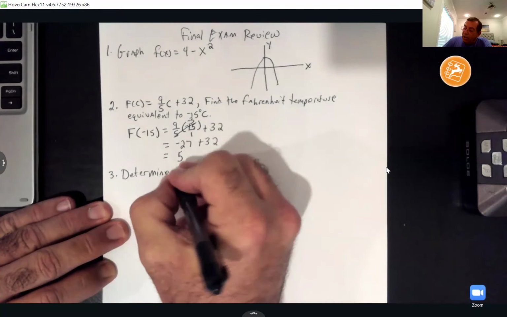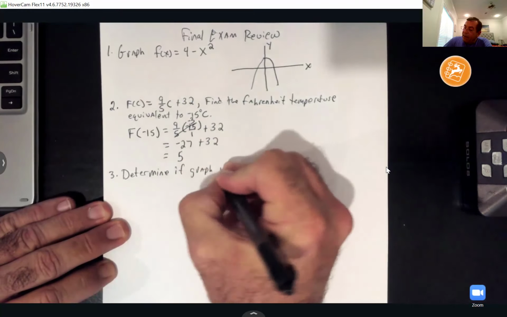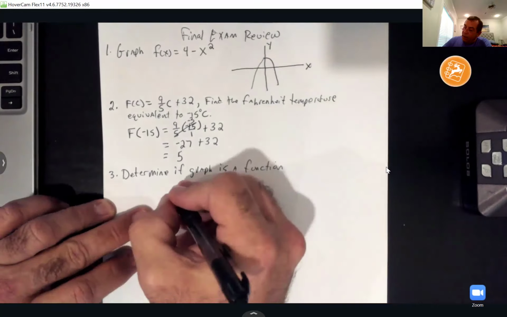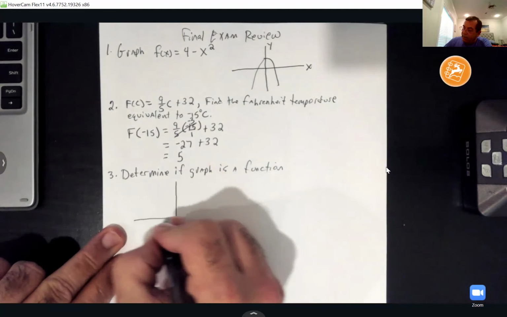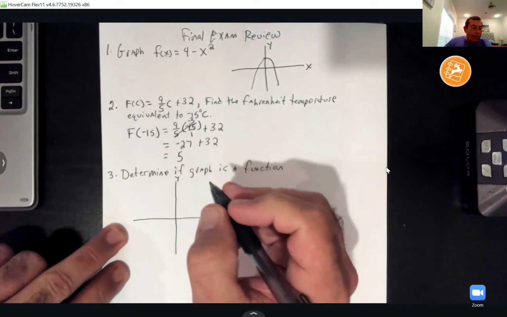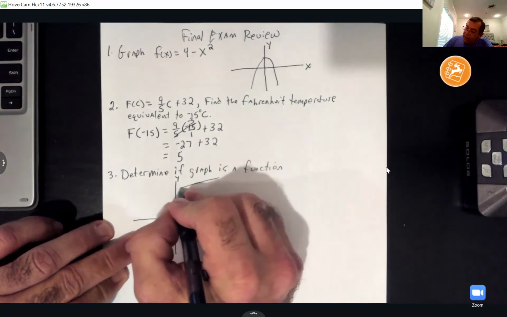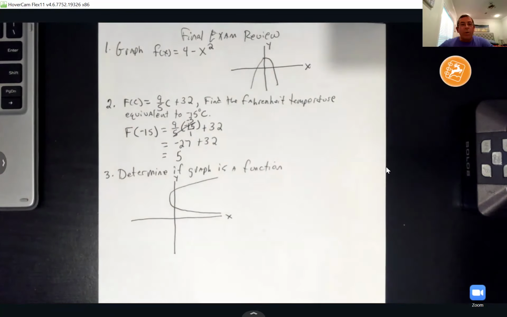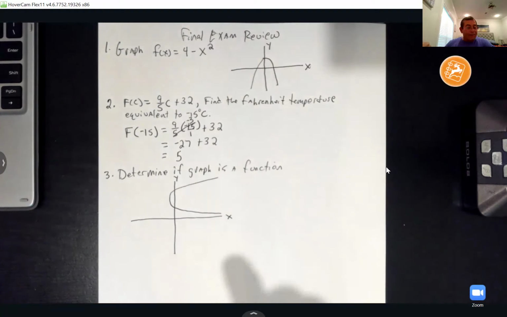All right, number 3, we're going to determine if the graph is a function. So y'all, the graph they're giving me looks like a sideways parabola. We've done enough functions, y'all. Is this a function? Yes or no? And I would really do the vertical line test on that, remember?